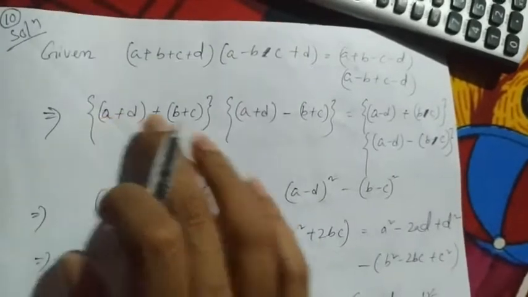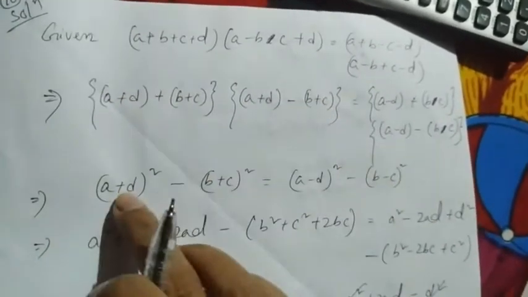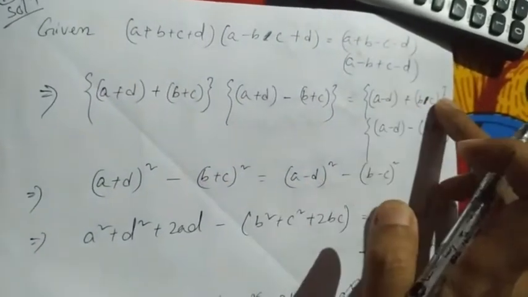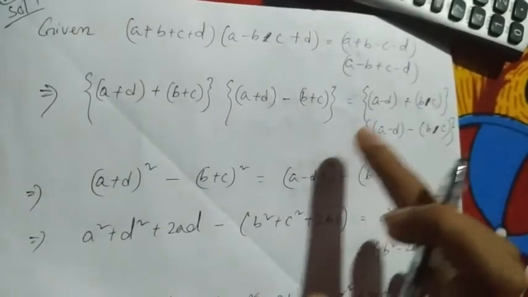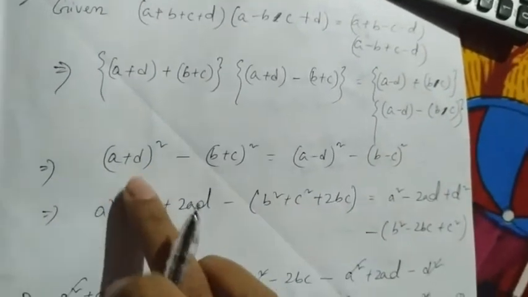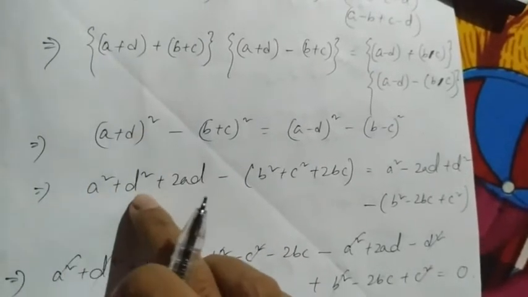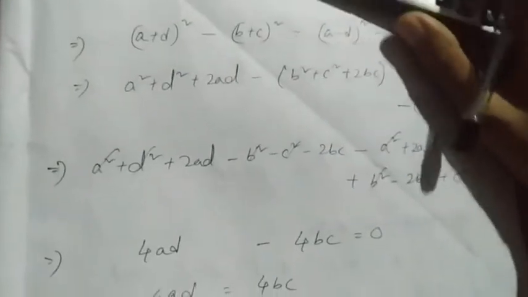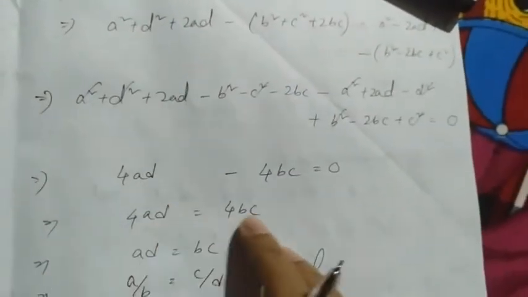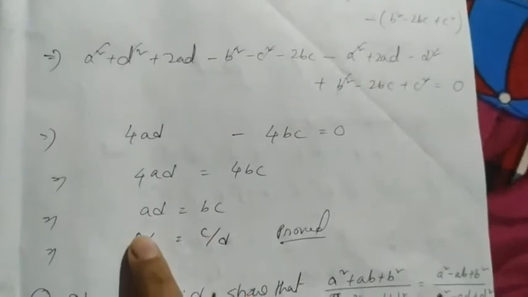So it is of the form A plus B into A minus B, so A square minus B square equals, it is also of the form A plus B into A minus B, so A square minus B square. Just write the formula: A square plus D square plus 2AD minus this, like this. After simplification you will get the equation 4AD equals 4BC, means AD equals BC. So A by B equals C by D. Proved.